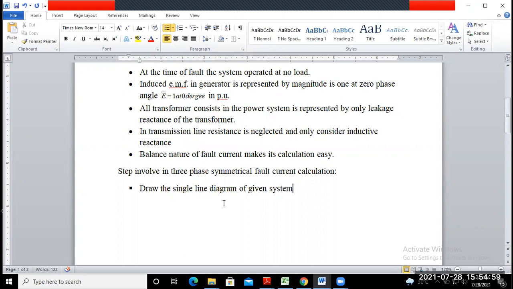I think it is known to you how we draw the single line diagram of the power system. And next one is, represent the reactance value in per unit of each element. That means whatever may be in your system, suppose the transformer, transmission line, etc. That reactance value is represented in per unit. Okay.